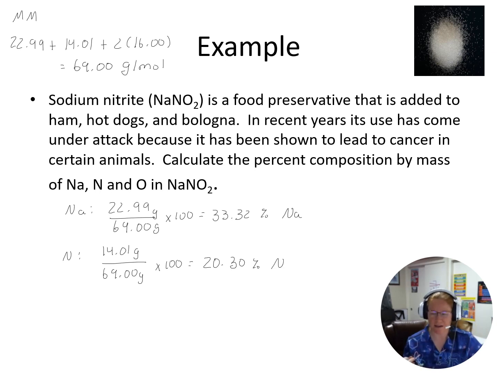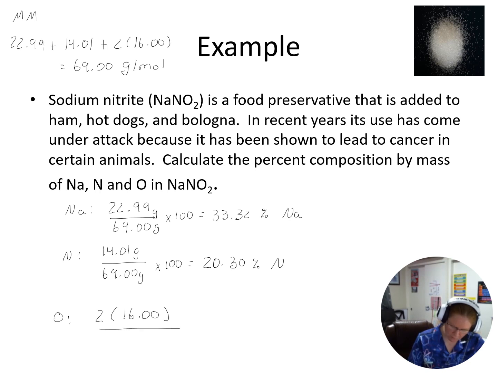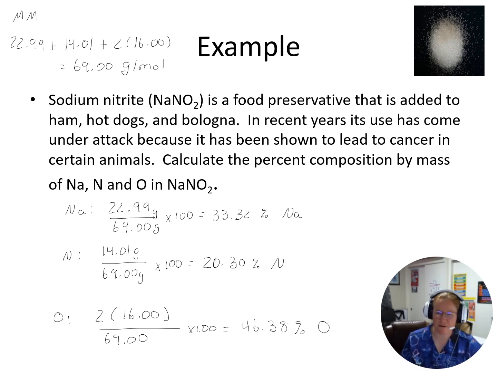And again, this is by mass, okay? And so nitrogen has a lower mass than sodium does, so it's a lower percent by mass. The rest of it should be made up with our oxygen. Now oxygen, there's 2 of them, so I'm going to do 2 times 16 over our 69 times 100, and we'll get 46.38% oxygen. Okay, they should be 100, so if I added these 3 up, we should get to 100%.